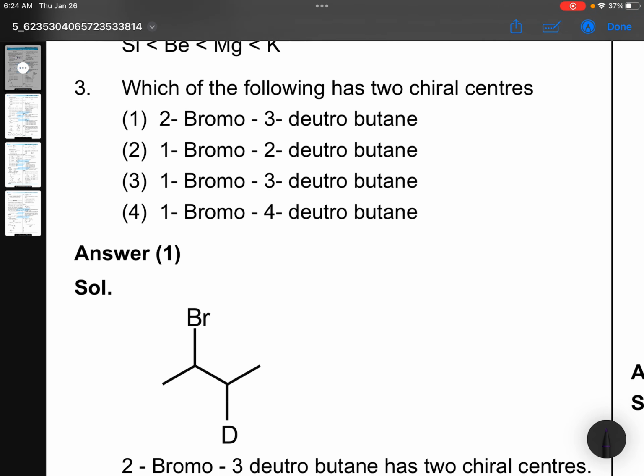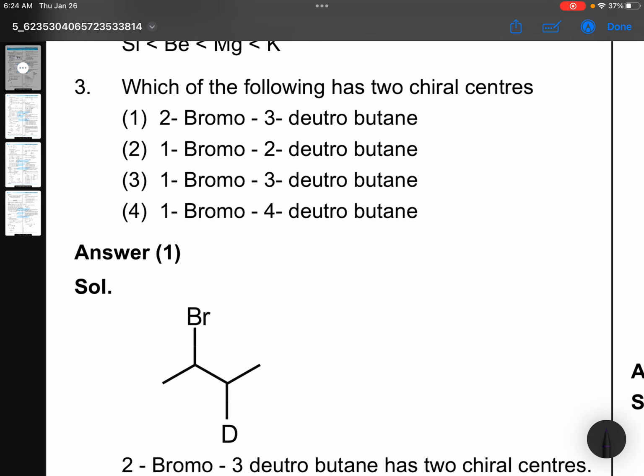Which of the following has two chiral centers? Okay, check this. 2-bromo, 3-deutero. Bromo in the first place means it is gone, because first-place bromo means it will be like this. It cannot be a chiral center. Now you see this is a chiral center.